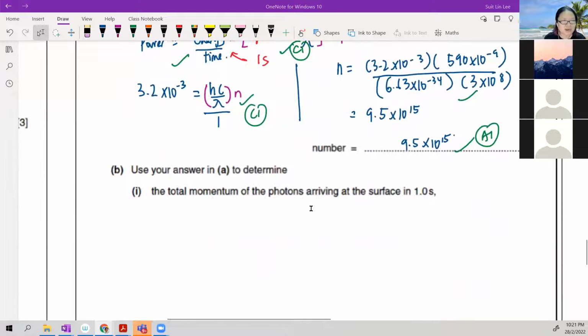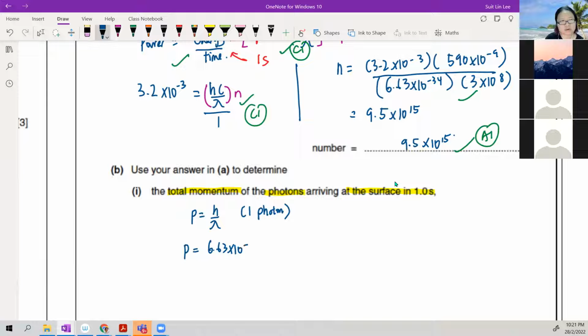Okay, use your answer in A to determine the total momentum of the photons arriving at the surface in 1 second. Interesting. So what we're looking for is momentum of photon in 1 second. So p is equal to h over lambda, but this one is for 1 photon. We have n photons, so multiply by n. Of course, you can always find 1 photon first, no problem.